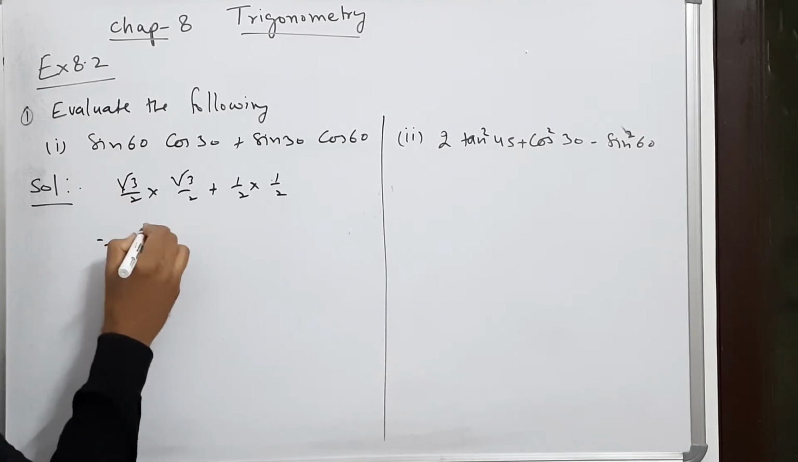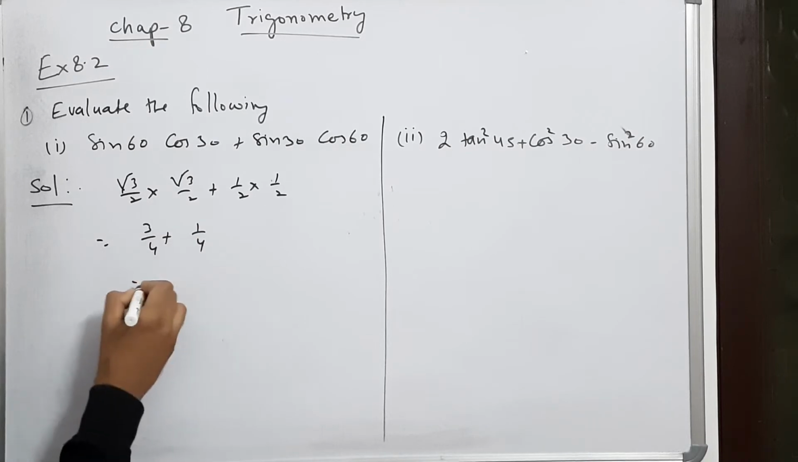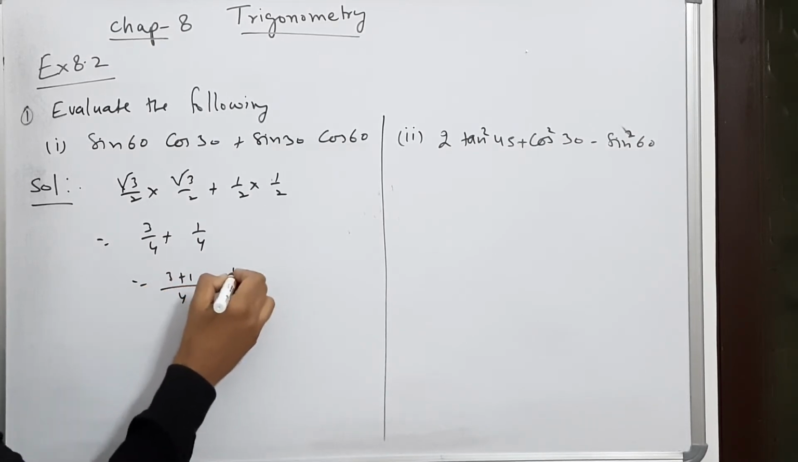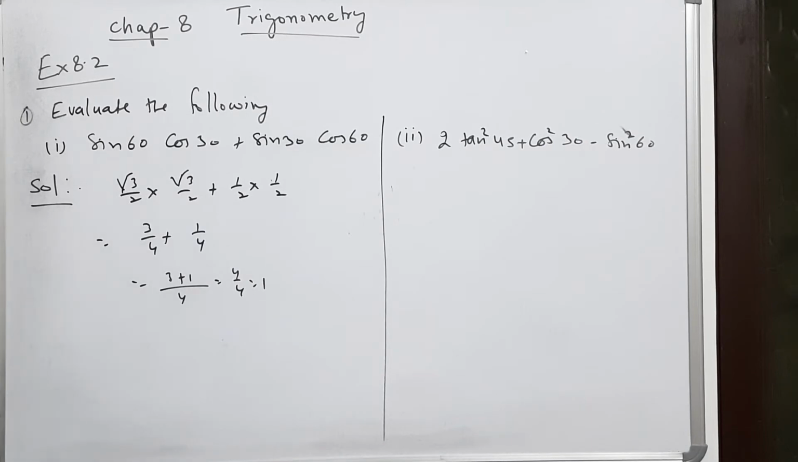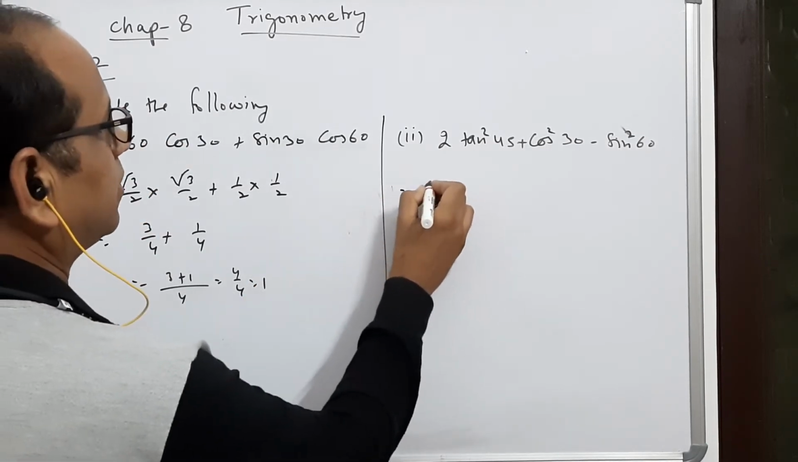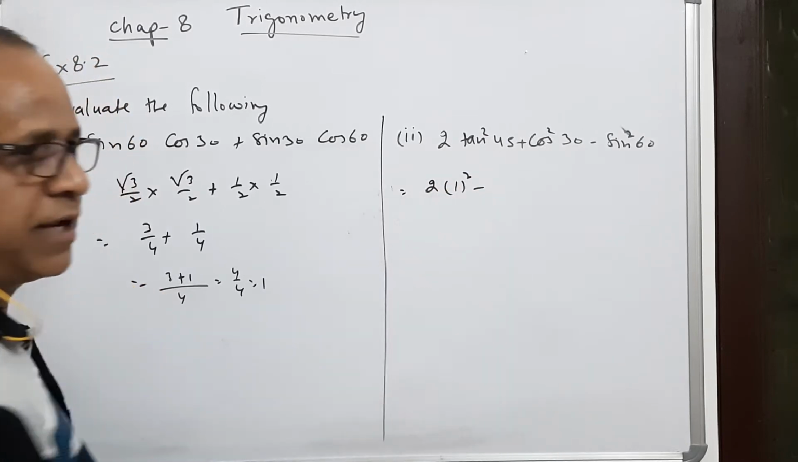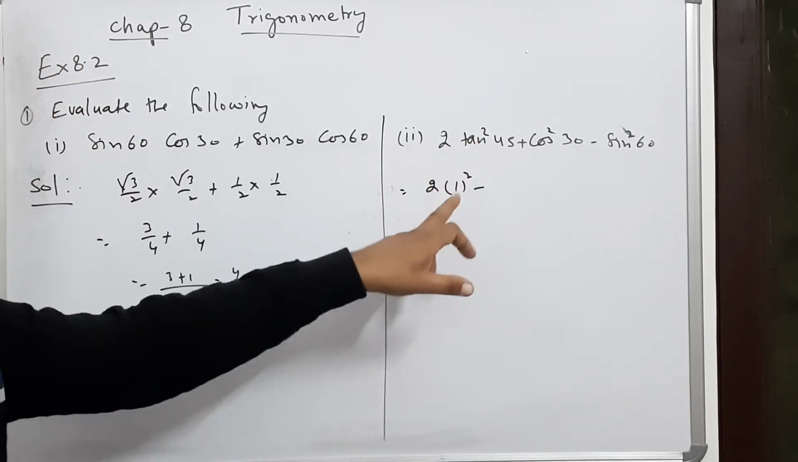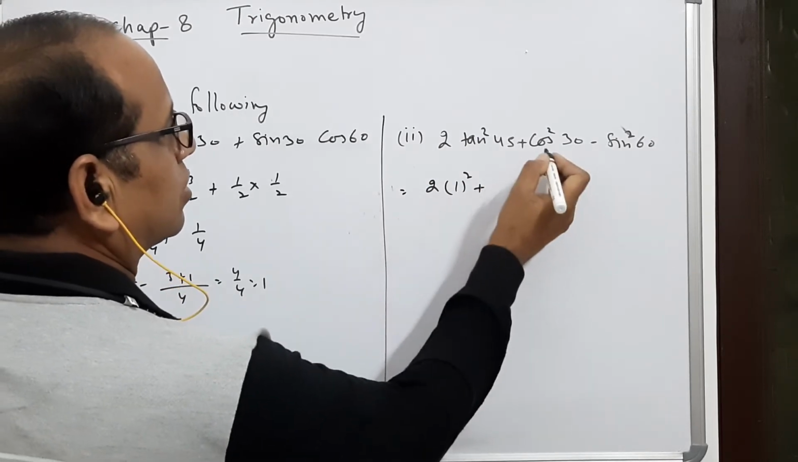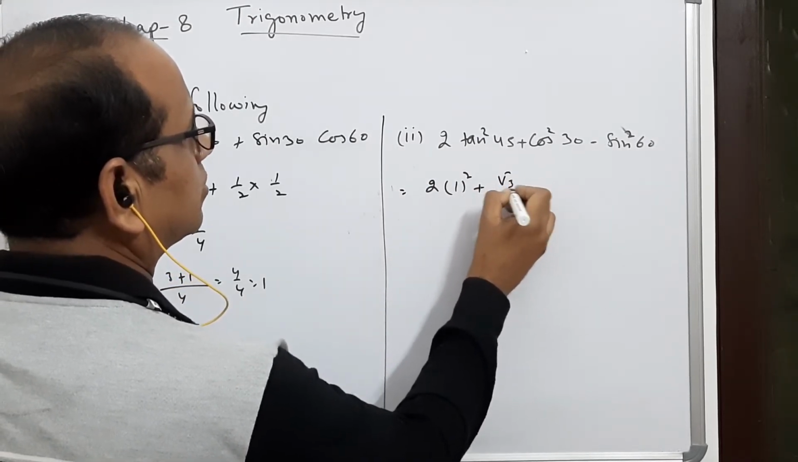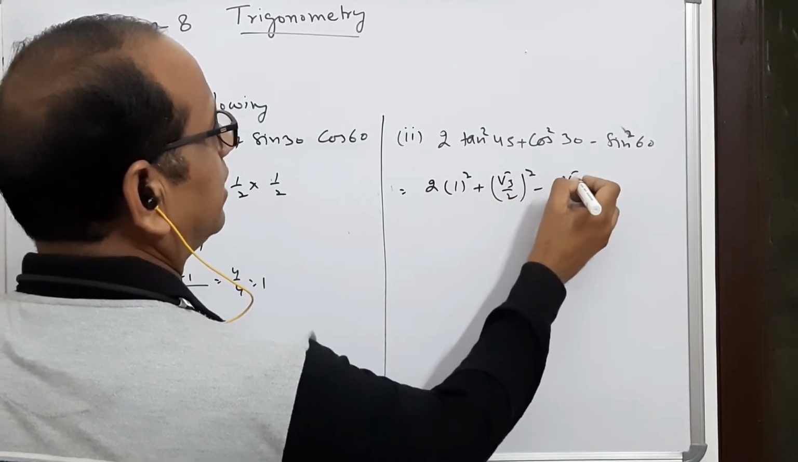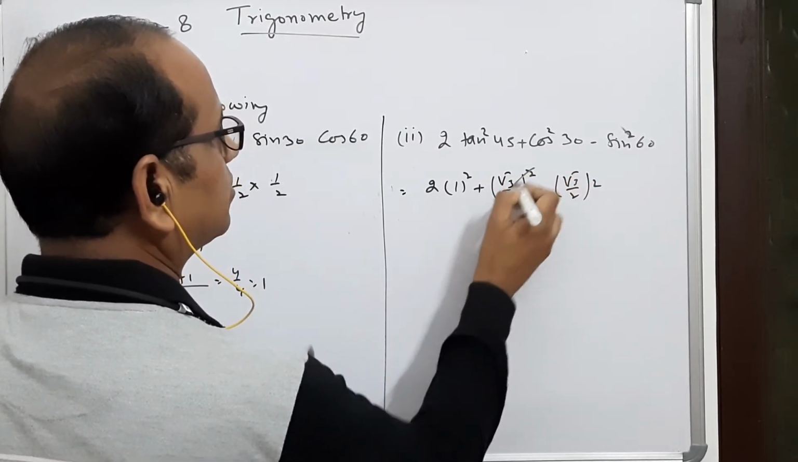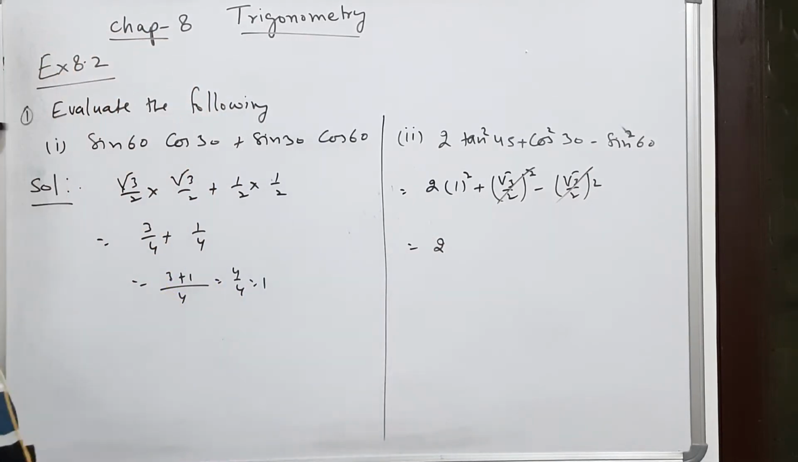So now it is 3 by 4 plus 1 by 4. The LCM is 4, 3 plus 1, 4 by 4. So the answer is 1. So you have seen in this sum that the important contribution is of the table here. See the second problem. The value of tan theta, that is tan 45, is 1, plus cos square 30, so root 3 by 2 whole square, minus sine square 60, root 3 by 2 whole square. You see directly these two parts cancel. The answer is 2. So in this way we can solve these problems.